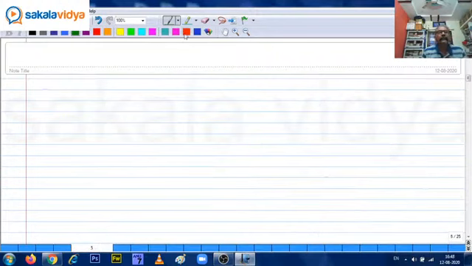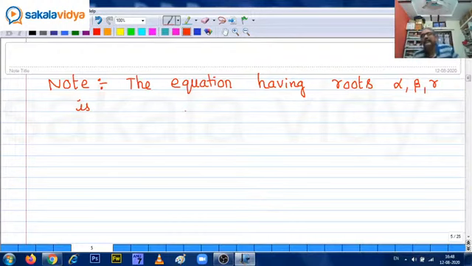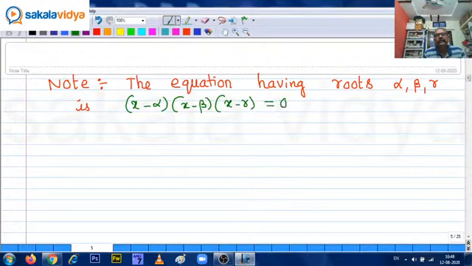Next. So important note. The equation having roots alpha, beta, gamma is: we can write that equation as x minus alpha into x minus beta into x minus gamma is equal to 0. But we need to simplify this one.